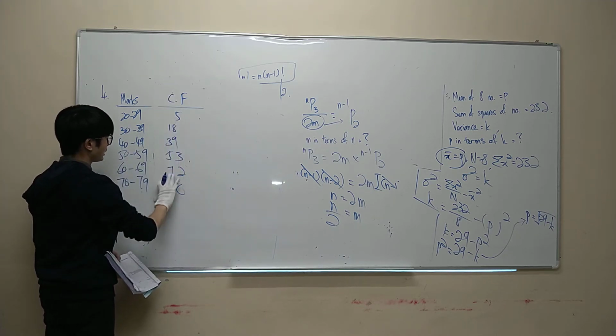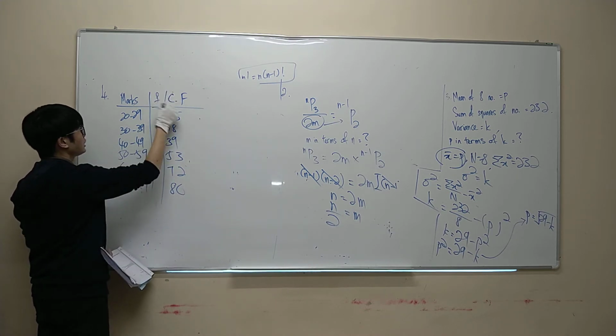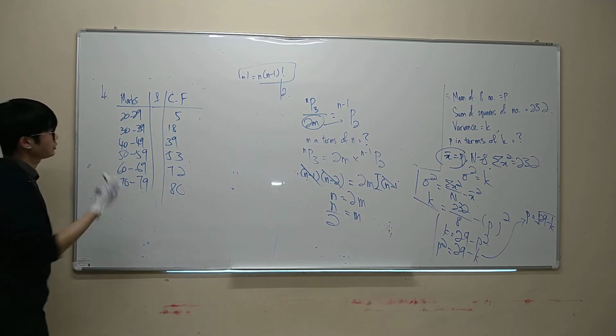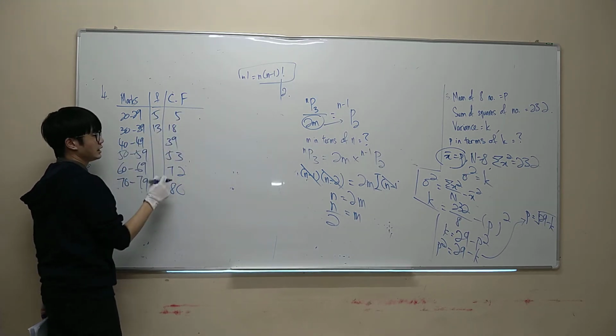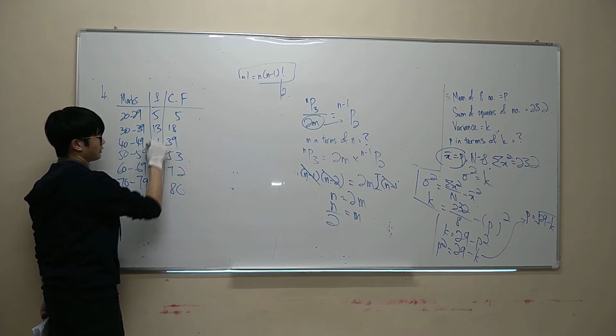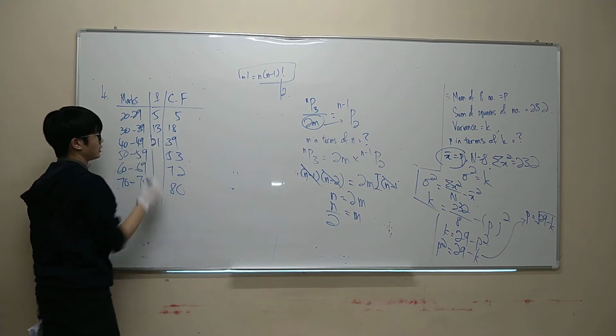So, what we can do, we can add a column here for frequency. Right? So we know that cumulative is already added up for you. So you minus that. You minus that. 18 minus 5, 13. 39 minus 18, 11. Is it? Yes. No. 21. 21.